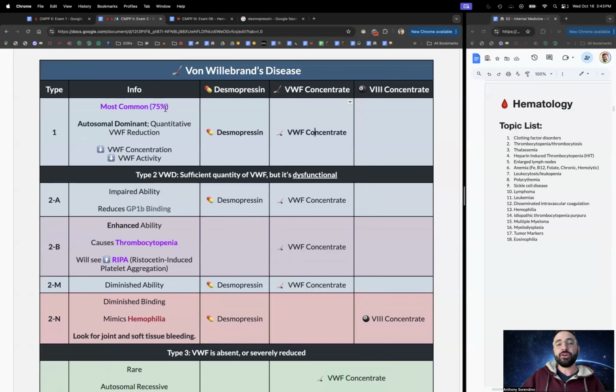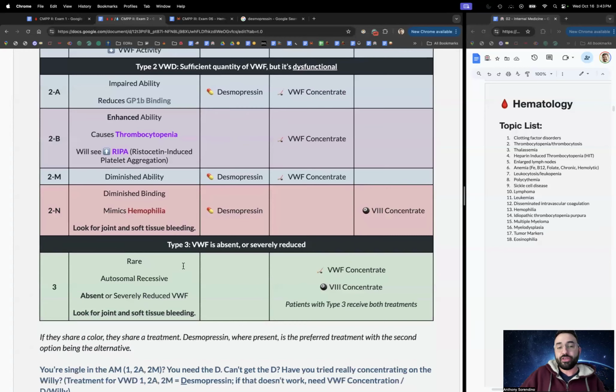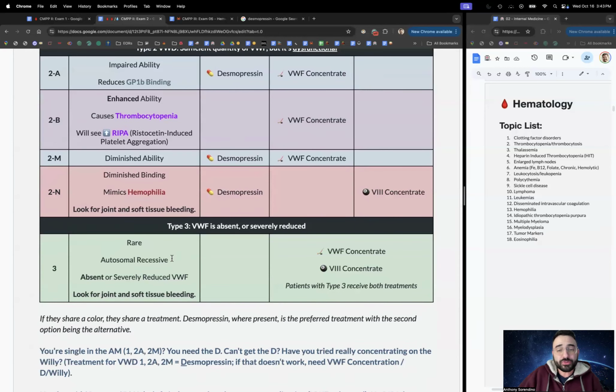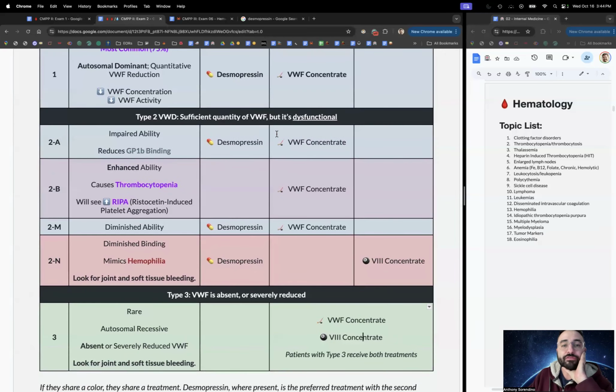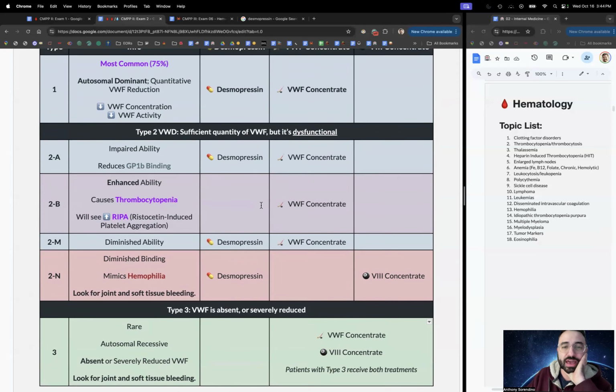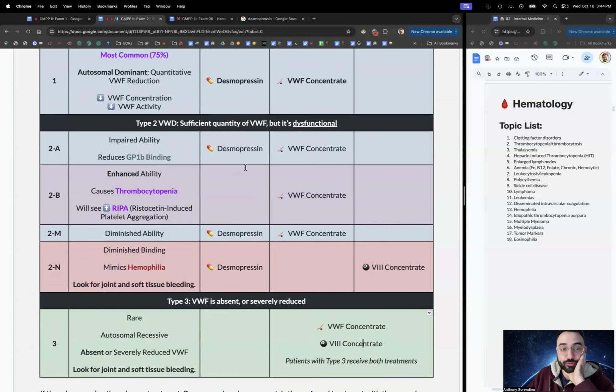For desmopressin, I guess you need some von Willebrand factor for this to work. Here you have either none at all or almost none. So you have to give them not only von Willebrand factor, but also their factor 8 back as well, because those are going to work together. When we talk about type 2, you have von Willebrand factor, but it's just broken. It's not functional. 3 times out of 4, we're going to use desmopressin here.